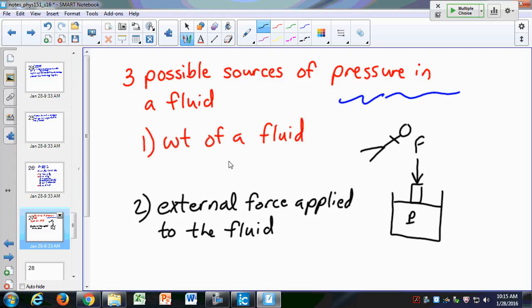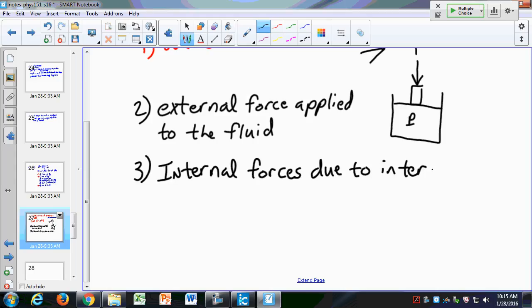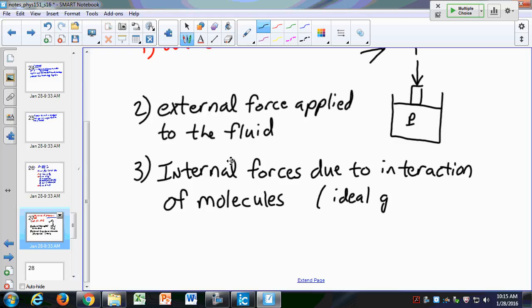And then the third one is internal forces due to the interactions of molecules. This is an allusion to the ideal gas law. You've probably seen the ideal gas law, at least in high school, or maybe in some of your coursework, that's PV = nRT. And we'll deal with that, but if you have a fluid, whether it be a gas or a liquid, then the molecules are interacting with one another, and they can have their pressure just from those interactions of the molecules.